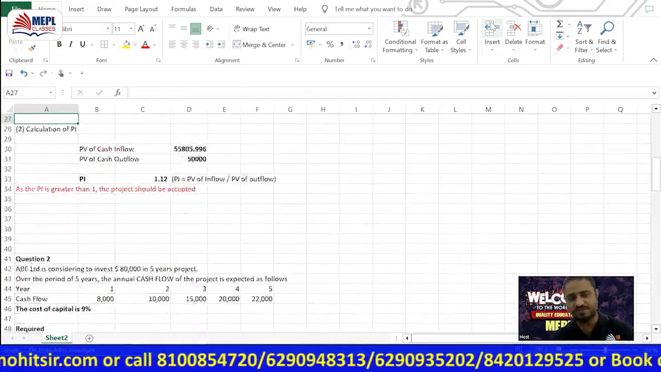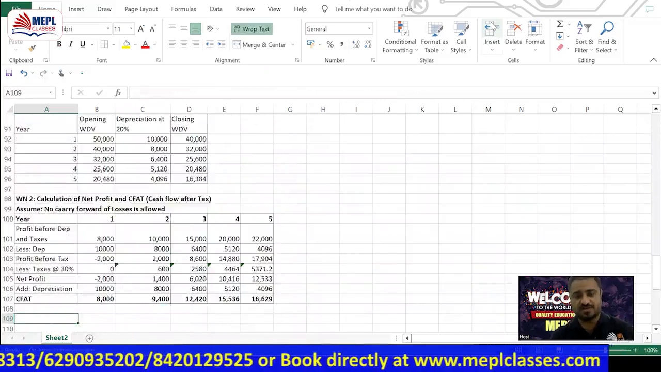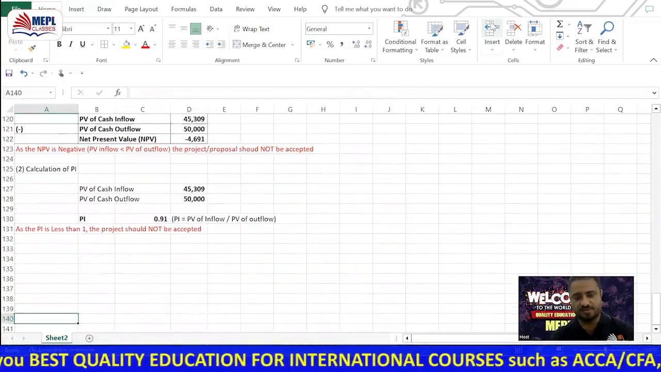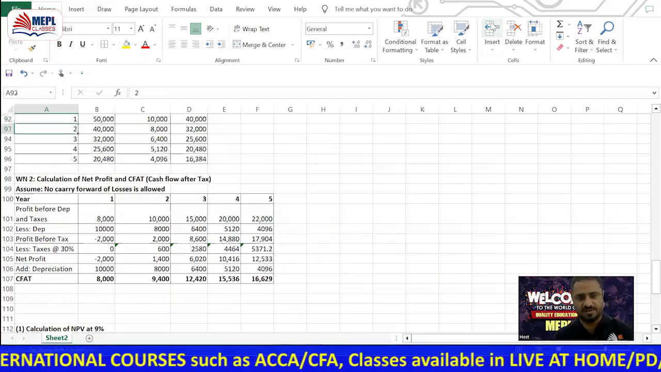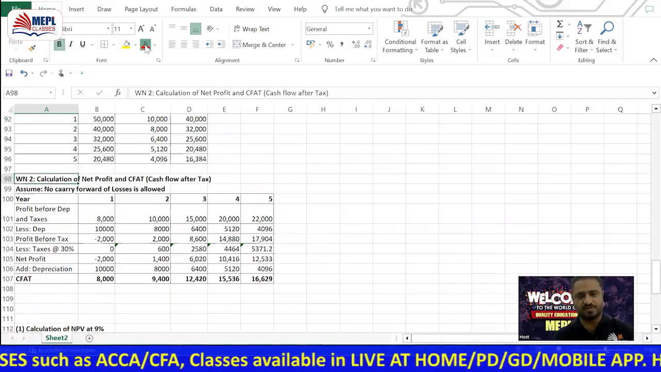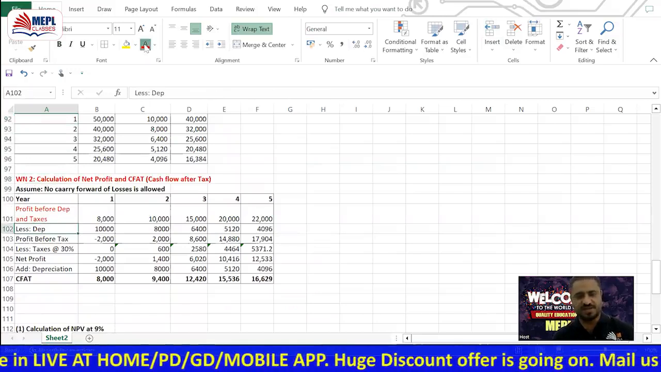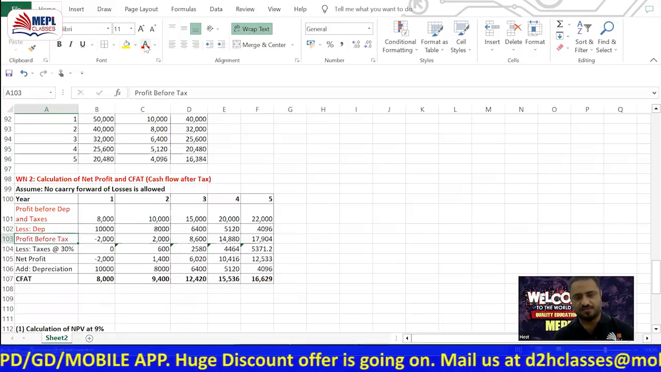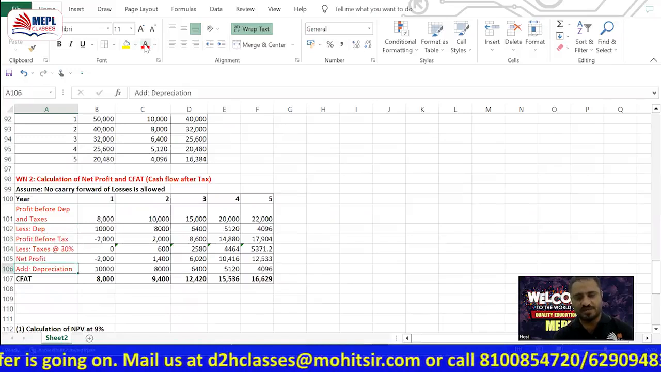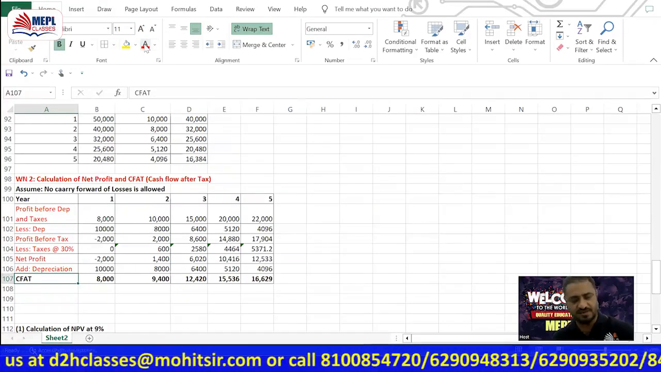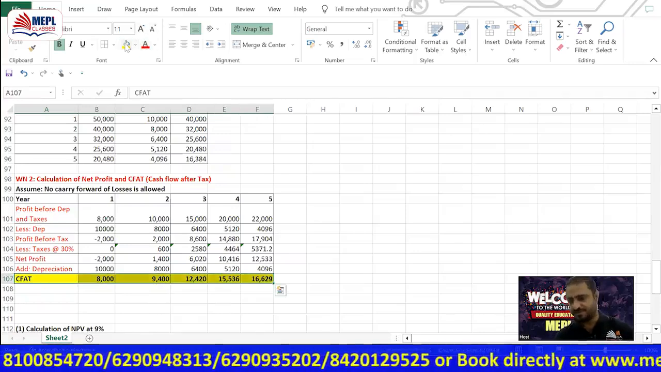When directly the cash flow is given, that is also fine. And in case cash flow is not given, rather we are given the profits, there is no need to be scared. We can very easily convert the profits into the cash flow. How did we do that? We first consider the profit before depreciation and taxes. Then we subtract the depreciation, we get the profit before tax. Then we deduct the taxes, we get a net profit. Then we add back the depreciation and we get the cash flows after tax. Quite easy, quite easy.